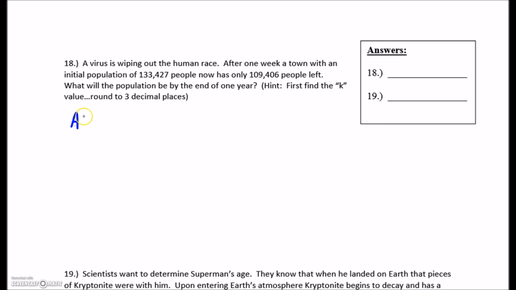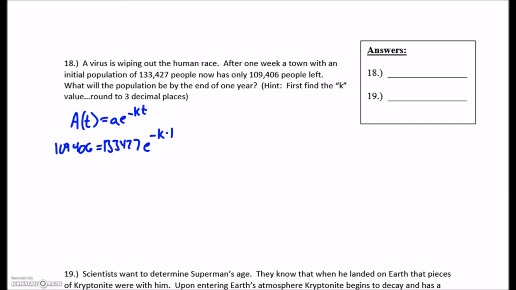I know it's continuous because viruses work that way. Really, any biological example we have is going to be that. Remember, the only difference in terms of the equations is we get that negative sign in front of the k value. So now from here, I just plug in what I know. I know the initial amount was the 133,427. The other piece of information they give me is time and then a population that goes with that time. So the time that it gave me was 1 week. So I'm going to plug a 1 in for this thing. And if I plug a 1 in there, it means this thing is going to equal 109,406. And now from here, I can go ahead and solve for k.